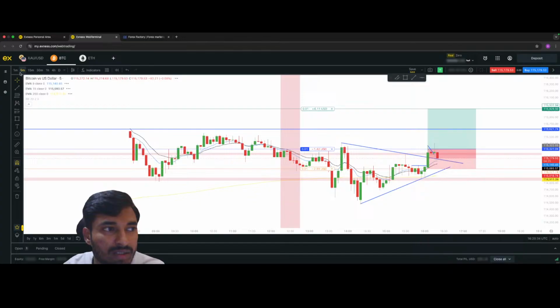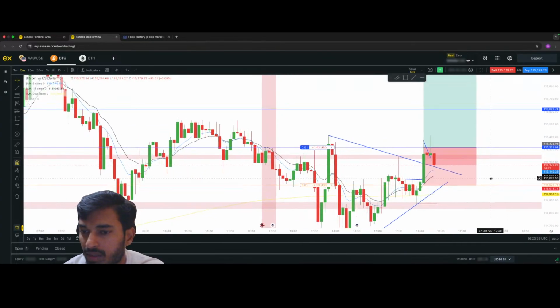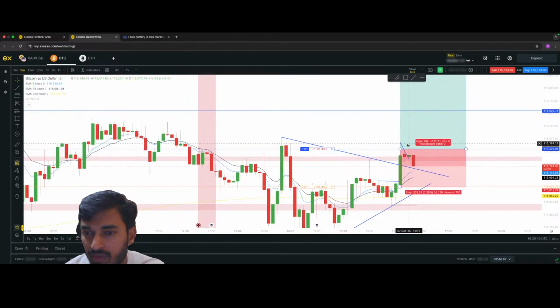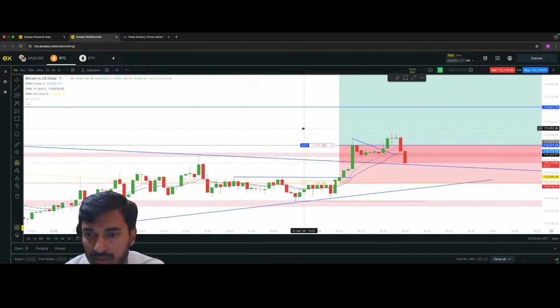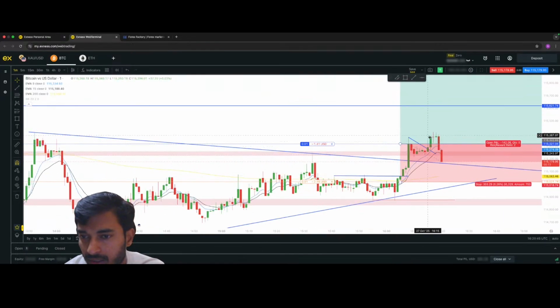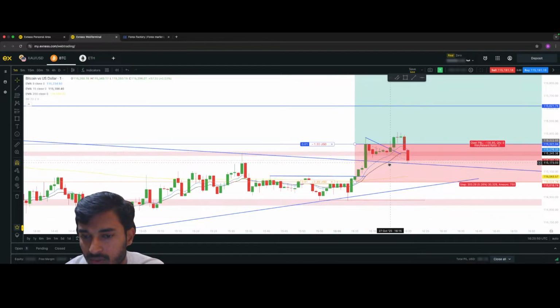So now you can see it. It has given a fake, it is not fake, but there is selling pressure over here. See, you can see this wick. If I go to the 1 minute time frame, see, it has given a breakout over here, but it is not sustaining. See, now it is coming below 15.